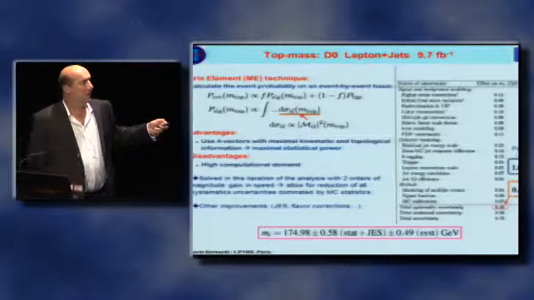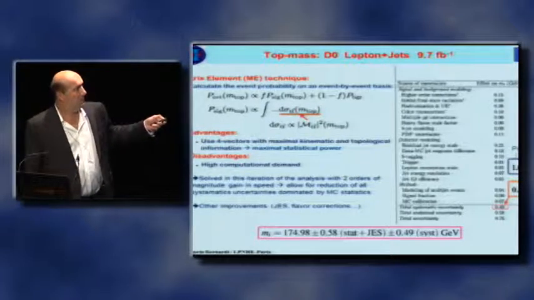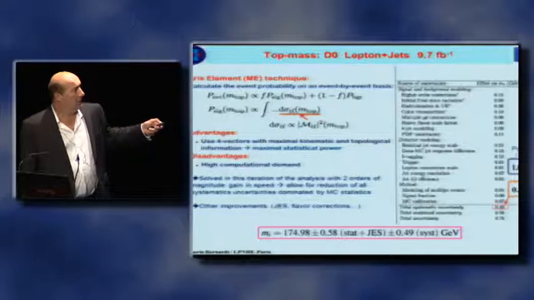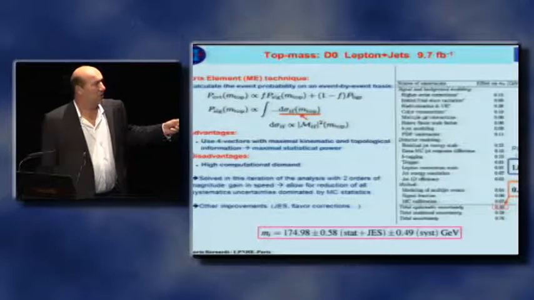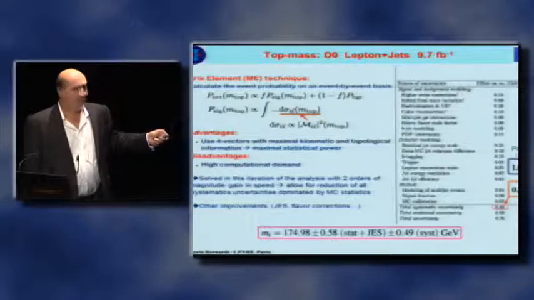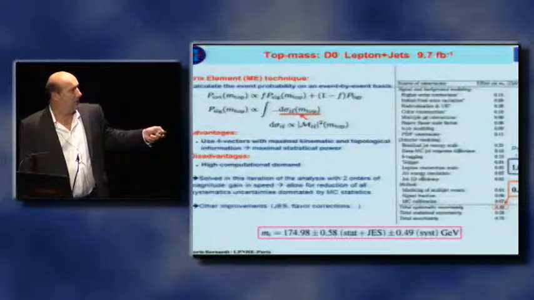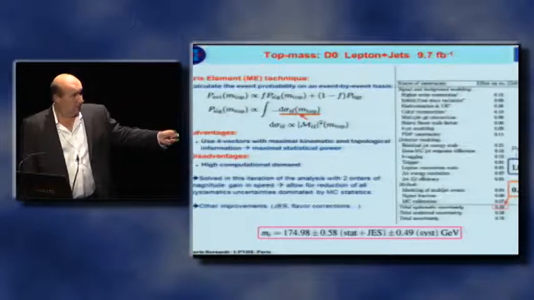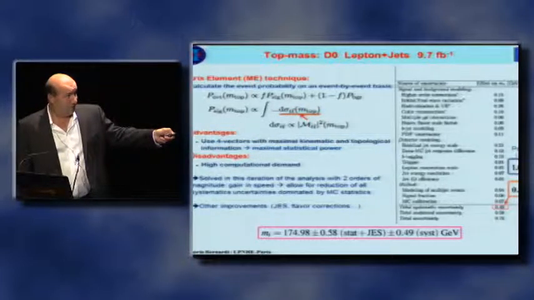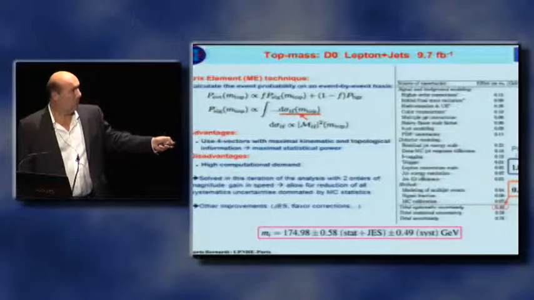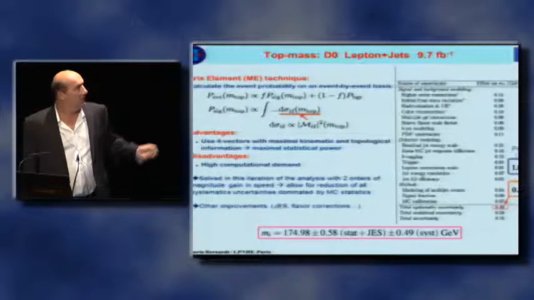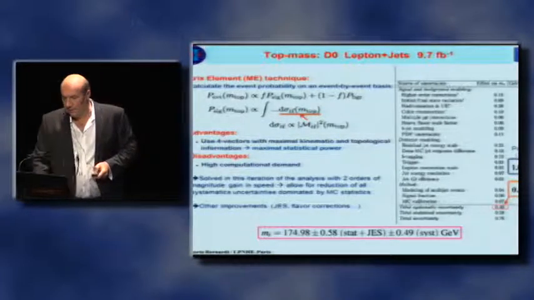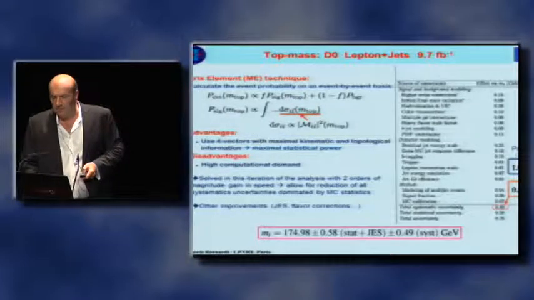So it's very good in terms of statistical power, especially at the Tevatron where we have less statistics than at the LHC. The disadvantage is this high computational demand, but this has indeed been solved in this iteration of the analysis. We gain a lot in terms of computing, and so we were able to reduce significantly the systematic uncertainties, which are dominated by the Monte Carlo statistics. So basically, we went from an error of 1 GeV with the 3.5 inverse femtobarn analysis to 0.5 GeV. So the new measurement is 175 GeV plus or minus about 0.7 GeV. This is the most precise measurement currently across the accelerators.